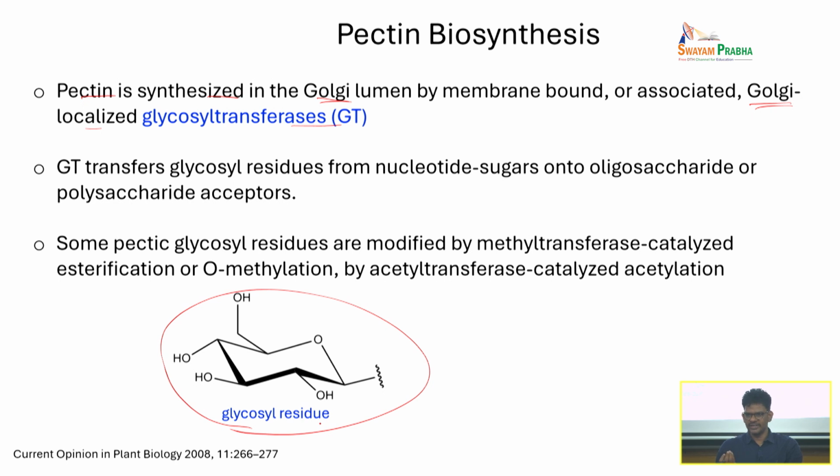Okay, so glycosyl transferase is an enzyme, and what it does is it takes a glycosyl residue, which is basically a sugar moiety, from the nucleotide sugar, and then attaches it to the growing pectin chain into oligosaccharides and polysaccharides.